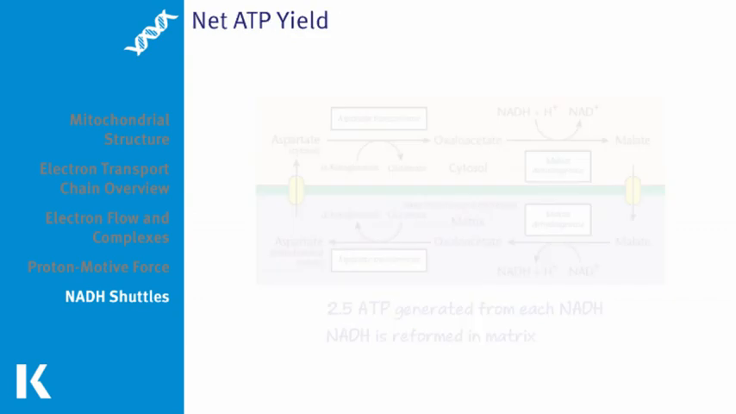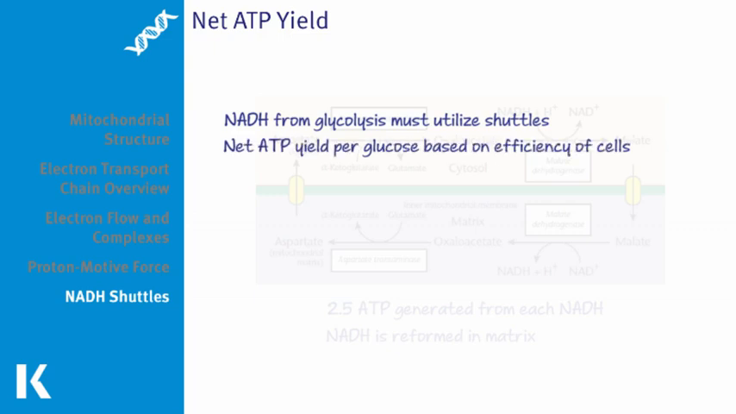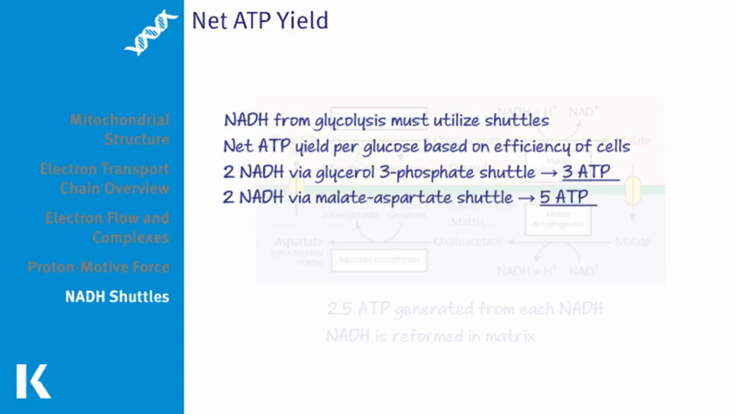To recap, in order to enter the electron transport chain, NADH from glycolysis must use shuttles. The actual ATP yield from cellular respiration is dependent upon the cell's efficiency. The pair of NADH molecules that take the glycerol 3-phosphate shuttle will make 3 ATP via ATP synthase, while those that take the malate aspartate shuttle will make 5.